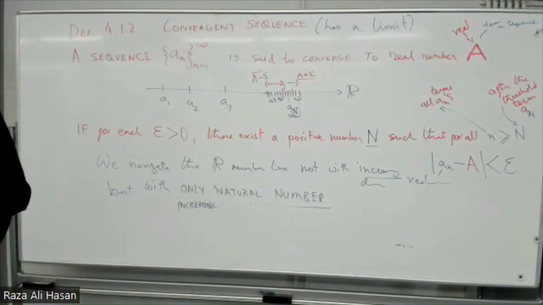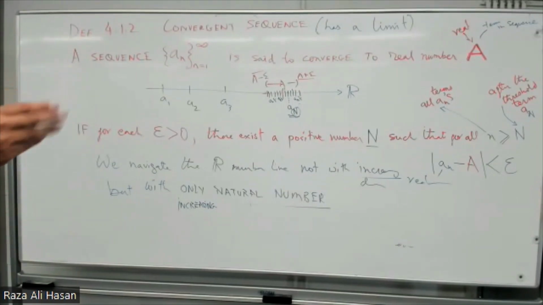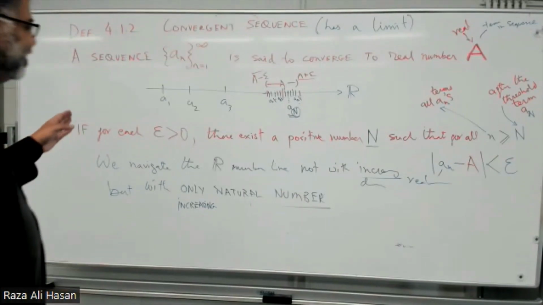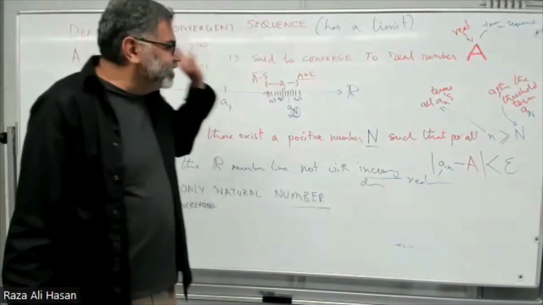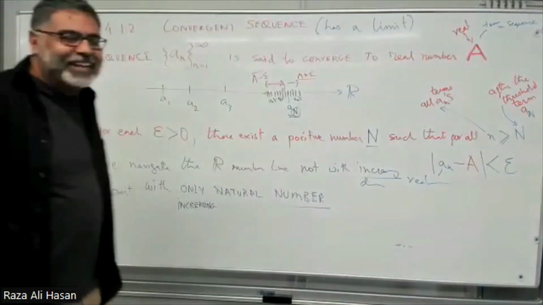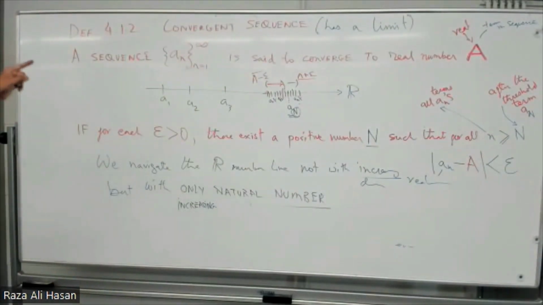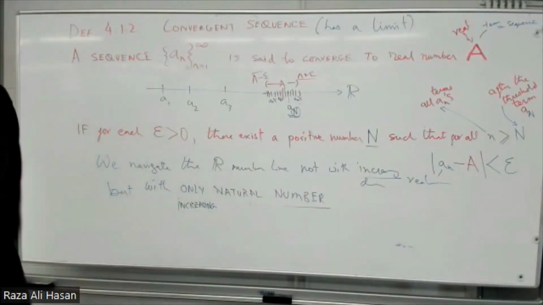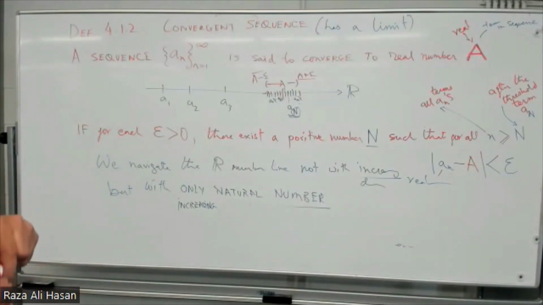It's kind of like how do you navigate through highways? You need a car. You don't need a road. So the road is the real number line, and the car is the natural numbers. Poetry.